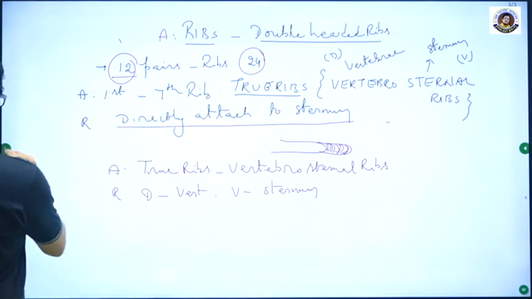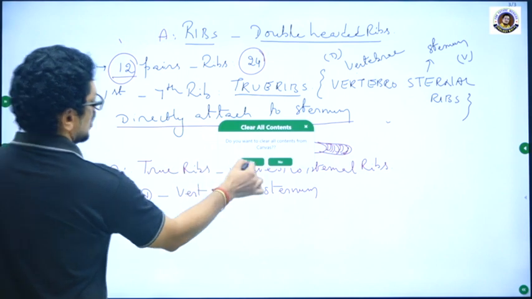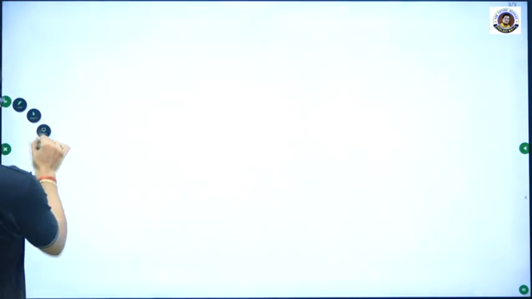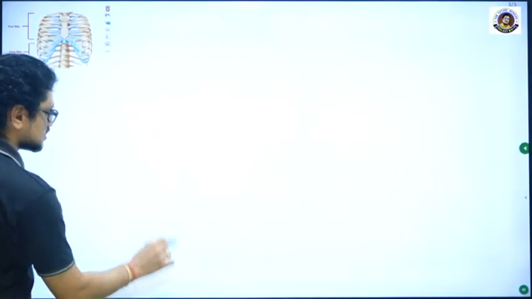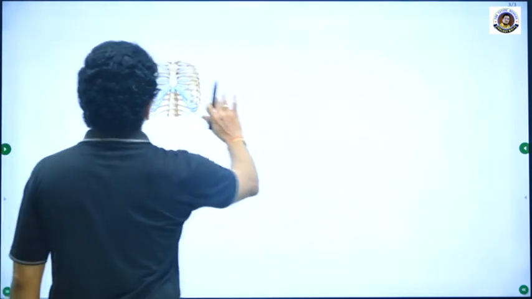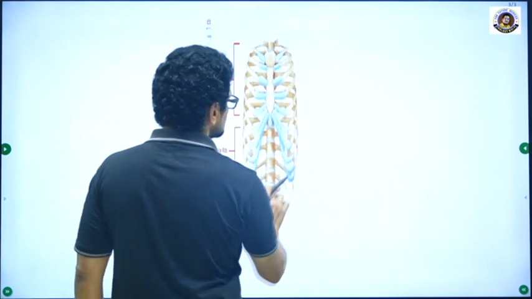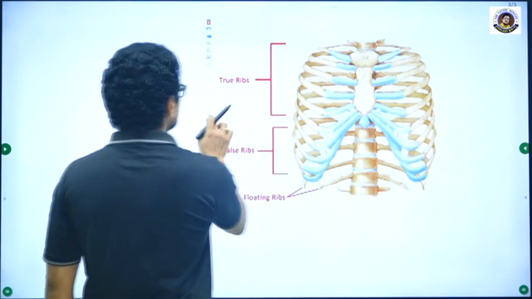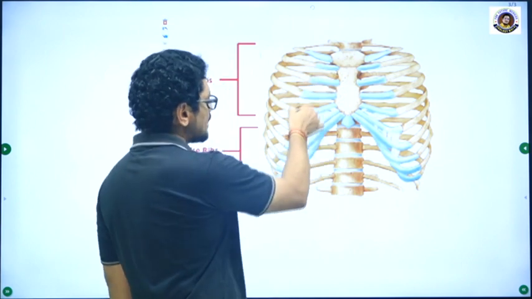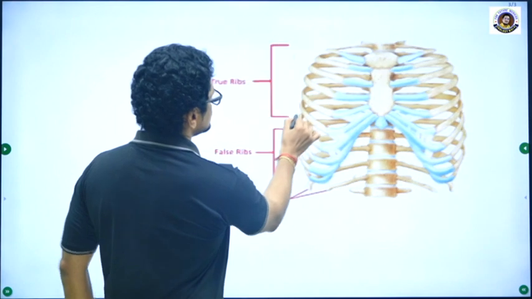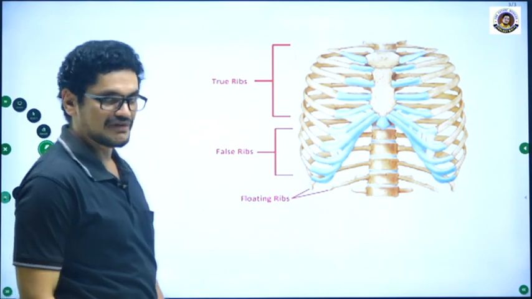Now, let us move to the next one. Now I want to show you one important image. See this one. This is the important structure that you have to remember, and it is very easy to remember. In this diagram, see here, the first seven pairs of ribs are called true ribs. Why? Because they are attaching directly to the sternum with the help of hyaline cartilage.